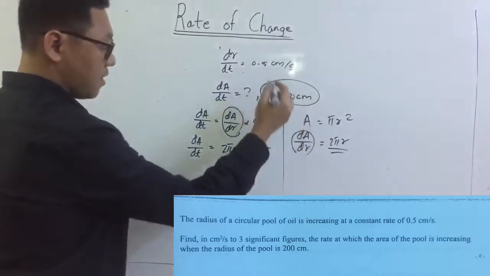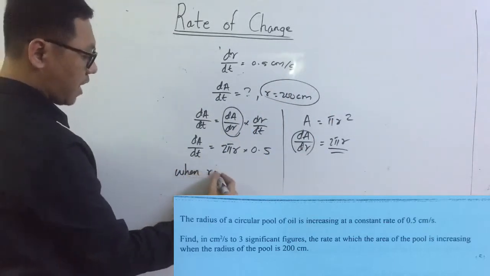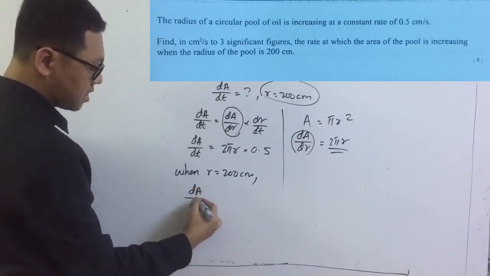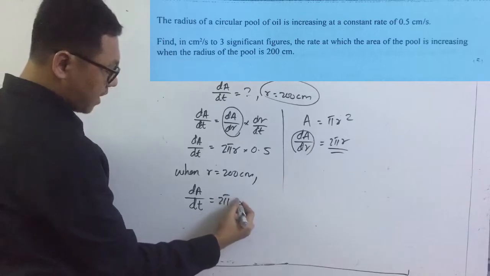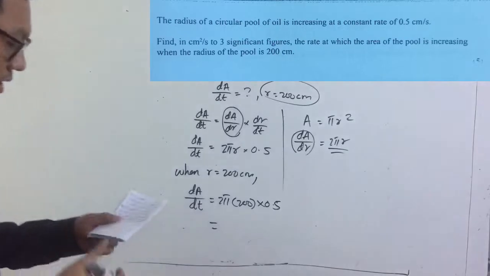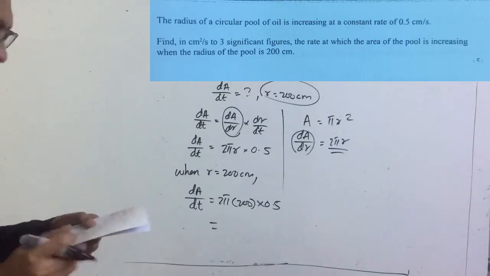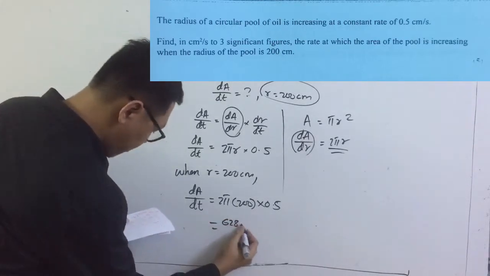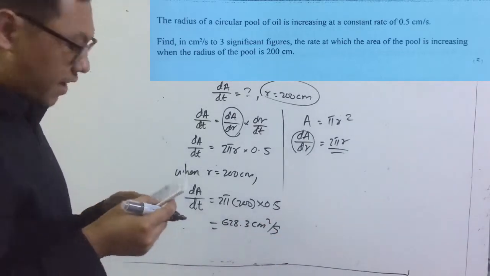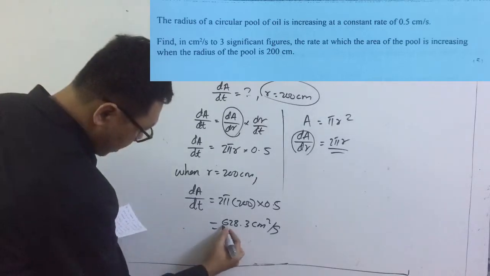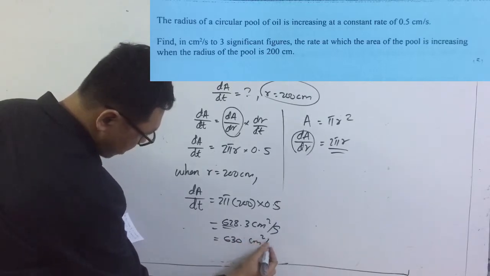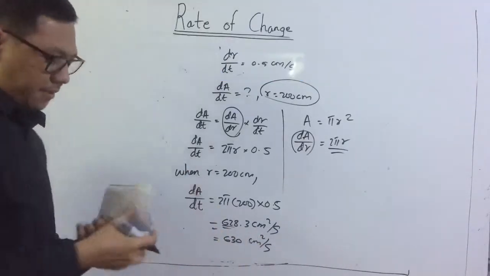So when r is equal to 200 centimeters, dA by dt is equal to 2 pi times 200 times 0.5. You're gonna have to use the calculator for this one also, which gives 628.3 cm squared per second. They say two significant figures, so it will be 630 cm squared per second. It's cm squared because this is an area.